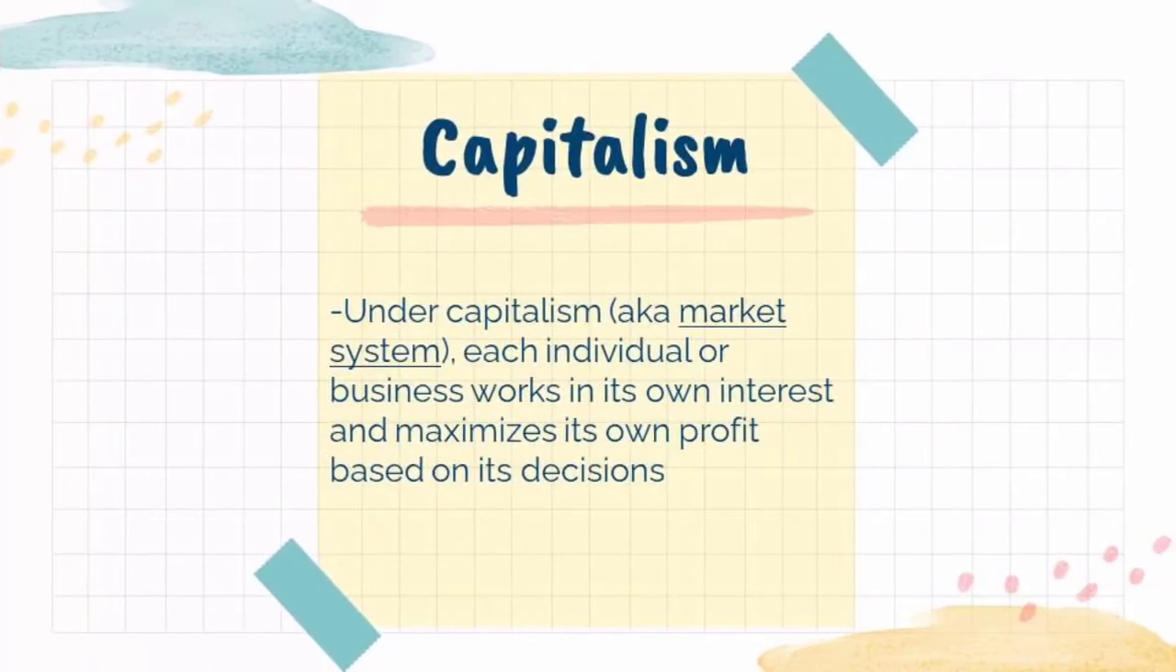Next is capitalism. Under capitalism, or the market system, each individual or business works in its own interest and maximizes its own profit based on its decisions. A market economy is one where the allocation of resources and the trading of goods and services are through the decentralized decisions of many firms and households. And the equilibrium between supply and demand determines prices, which determines economic output, which in turn determines the allocation of resources.